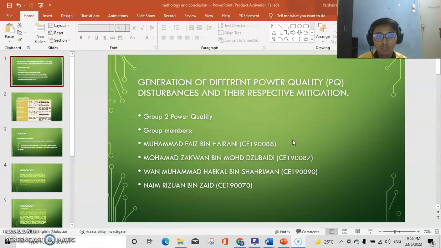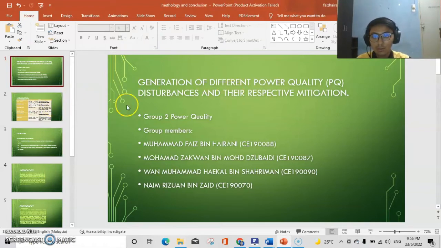So our group consists of 4 members, which are Muhammad ZAKWAN bin Muhammad ZUBAIDI, Muhammad Haekal bin SHARIMAN, and NAIM RIZUAN bin ZAID. So the topic for this project is generation of different power quality disturbance and their respective mitigations.